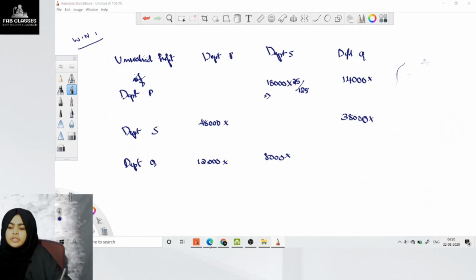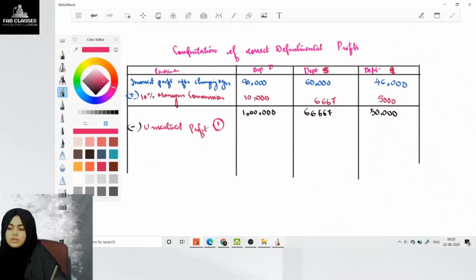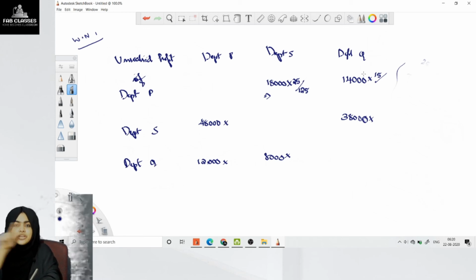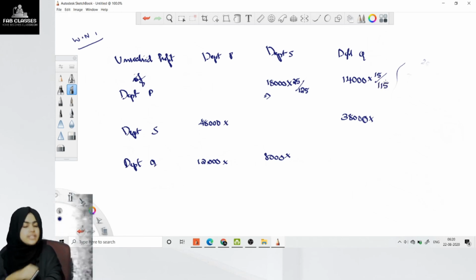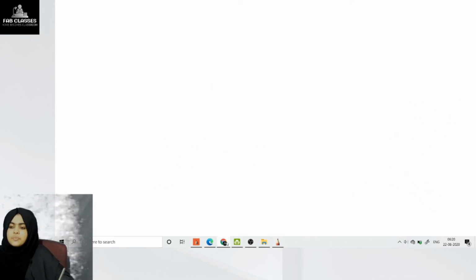Next, to department Q, the goods were sold at 15% on cost. Department P sells goods to department Q at a profit of 15% on cost. So 15% on cost. This is the selling price. So from cost to selling price, we have to add the profit. So 115. Addition takes place. This is the way.